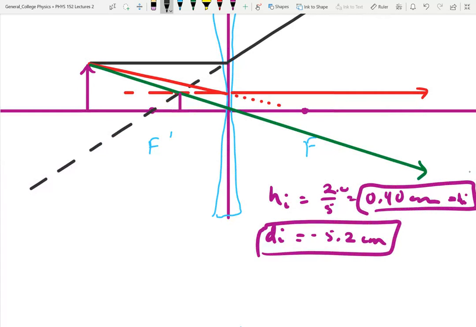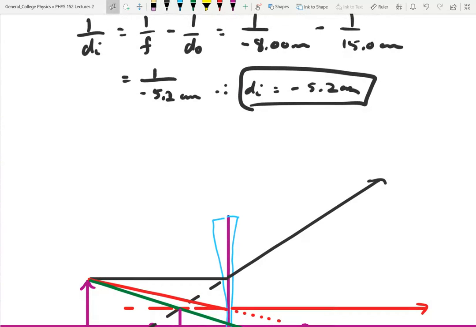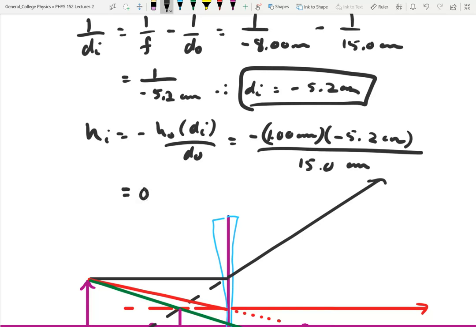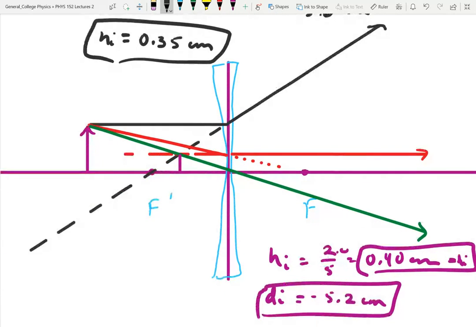I got exactly that. Hey, that was pretty good. And then height of the image equals minus height of the object times distance image over distance object, equals minus 1.00 centimeters times minus 5.2 centimeters divided by 15.0 centimeters equals, no, it's minus and minus again, so it's a positive, and that should be 0.35 centimeters, and I got 0.4.